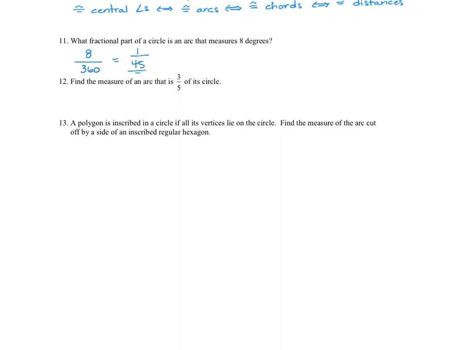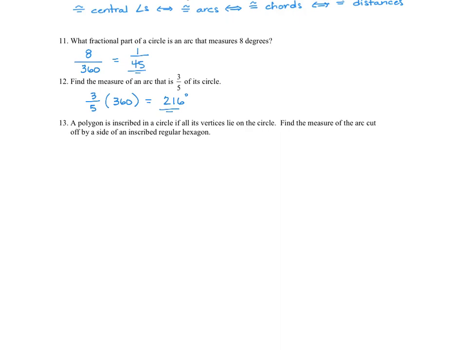If we want to find the measure of an arc that is 3/5 of its circle, again, we want 3/5 of the entire circle, which is 360 degrees. And 3/5 of 360 degrees is 216 degrees.